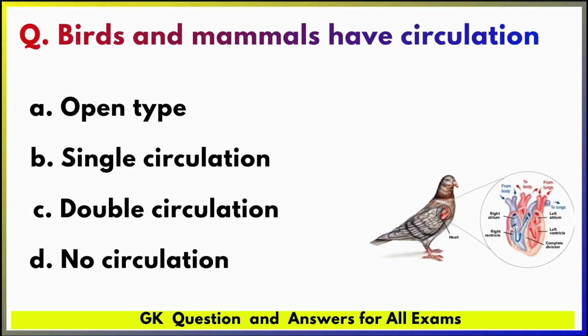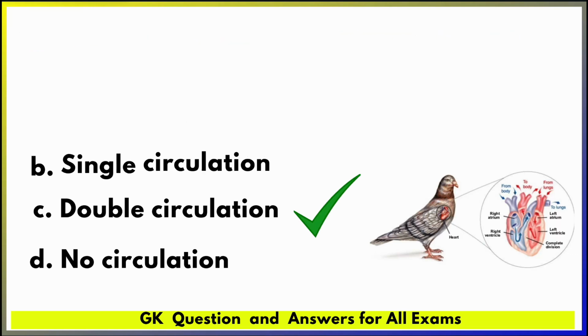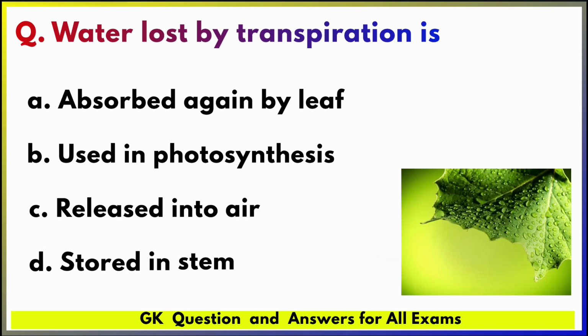Birds and mammals have circulation. Right answer is double circulation. Water lost by transpiration is. Right answer is released into air.